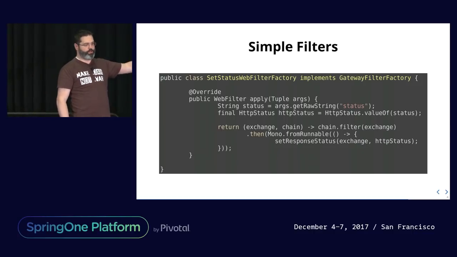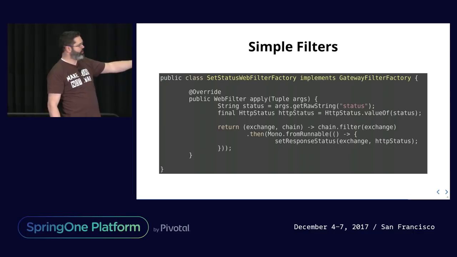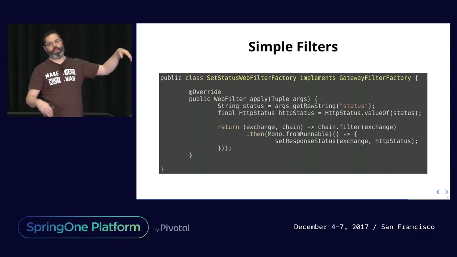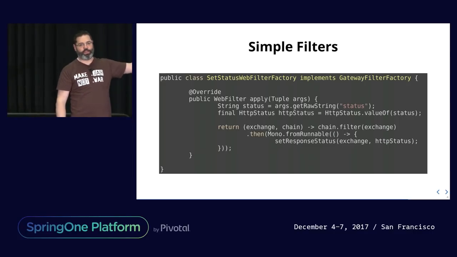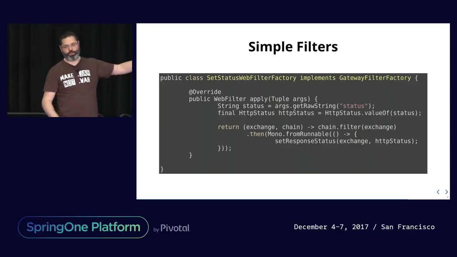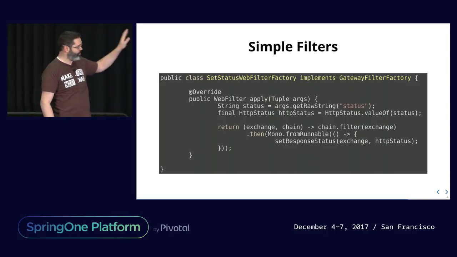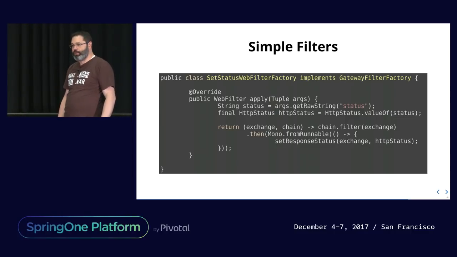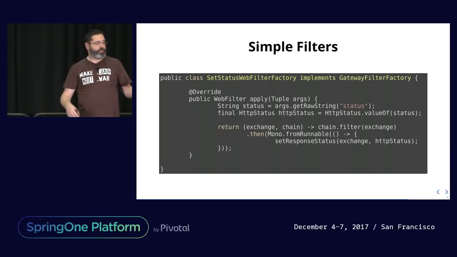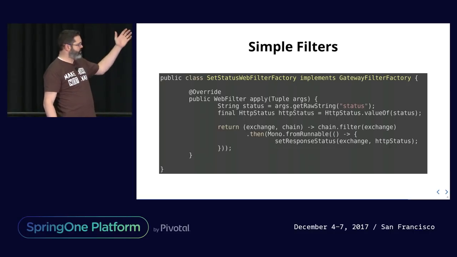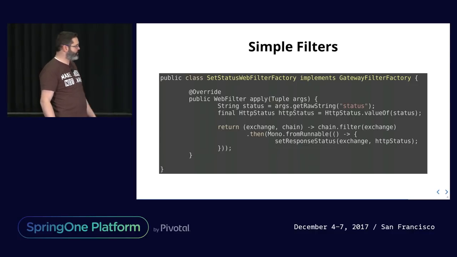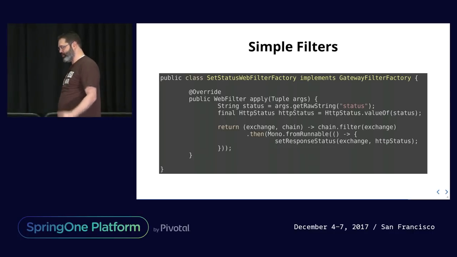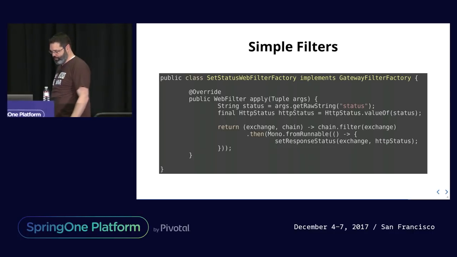If I wanted to run pre-code, I would put the code before the chain.filter call, okay? So this is where I would put add request header, right? I would put that functionality here so that before the web request goes downstream, it would get added. Here you can see I use a Reactor operator on the filter chain, .then, and I create a Mono from the Runnable and set the response status to the value that was configured. So this is a sample of a post filter.